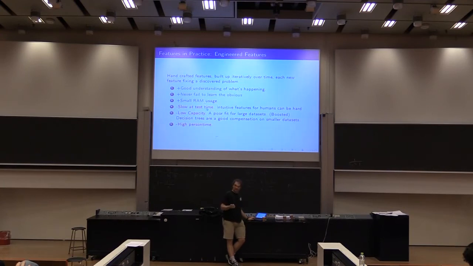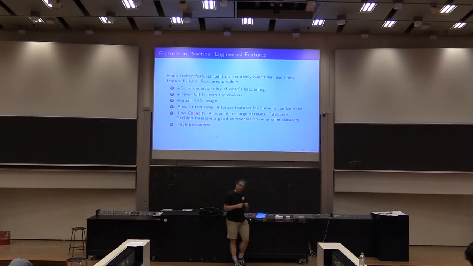It tends to be slow at test time, because when humans think about how their algorithm is failing, they come up with ways to express that which are not necessarily computationally easy. And then you have to go through and compute those to get the features to feed into the learning algorithm at test time.